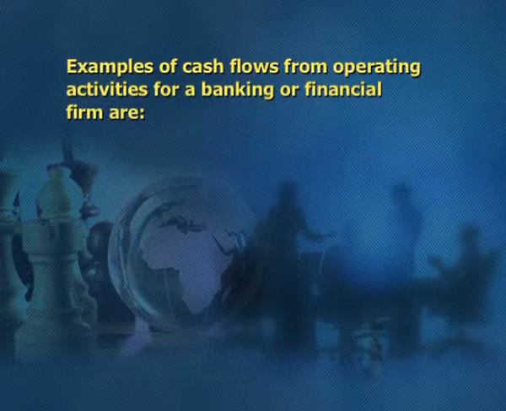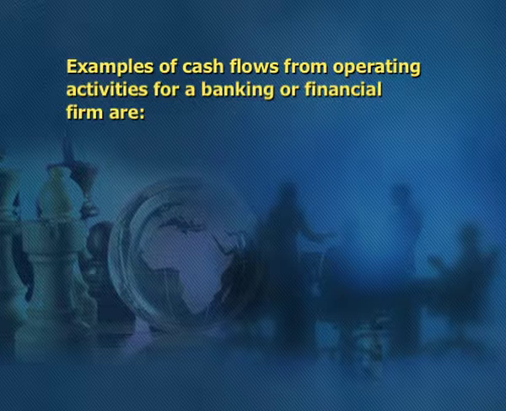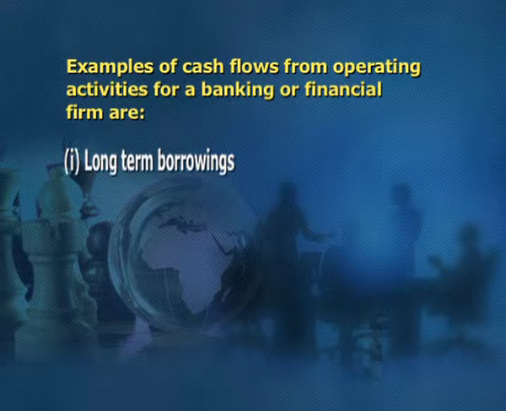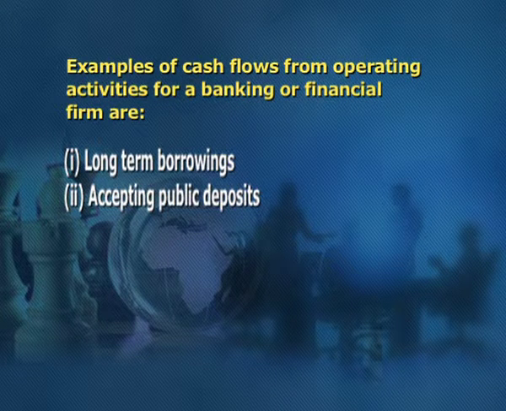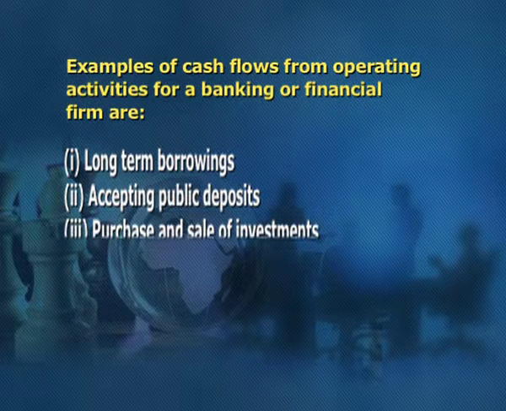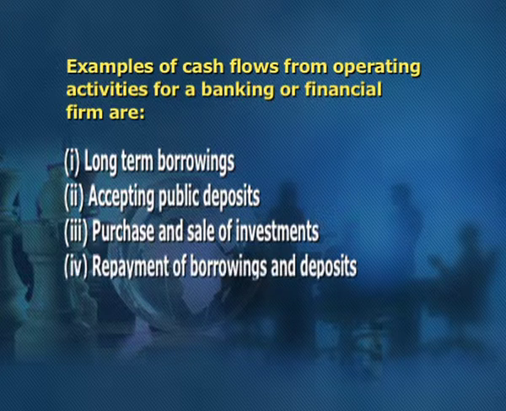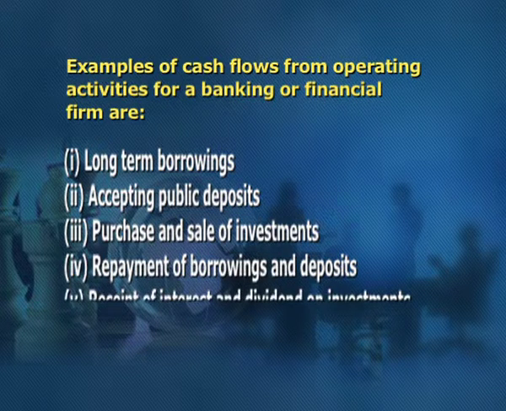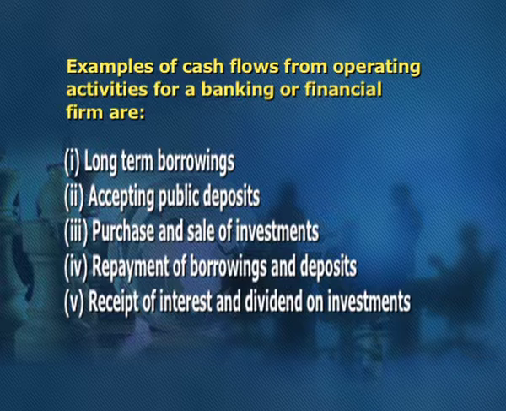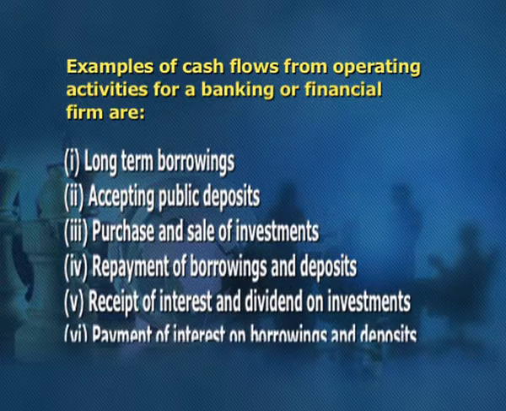While examples of cash flows from operating activities for a banking or financial firm are: first, long-term borrowings, second, accepting public deposits, third, purchase and sale of investments, fourth, repayment of borrowings and deposits, fifth, receipt of interest and dividend on investments. Sixth, payment of interest on borrowings and deposits.